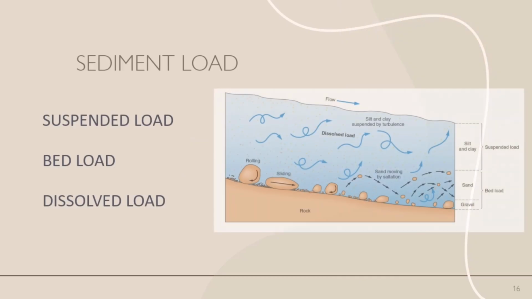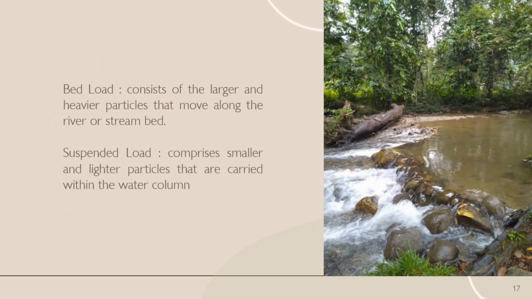Now we are going to observe the sediment load of the river. As we know, sediment load has three types, which are suspended load, bed load and dissolved load. At the site, we observe there are two types that we can see, which are the bed load and suspended load. Bed load consists of the larger and heavier particles that move along the river or stream bed, while the suspended load comprises smaller and lighter particles that are carried within the water column.